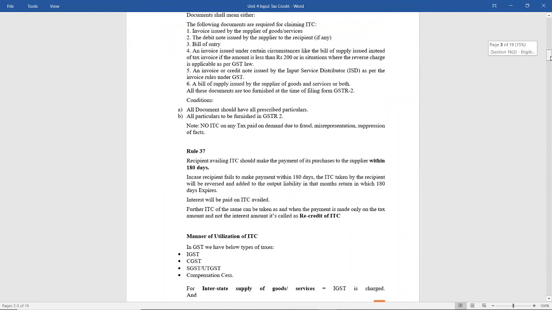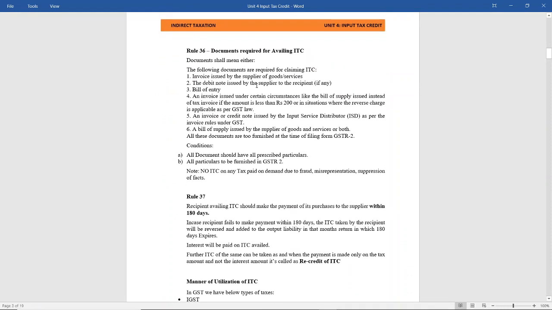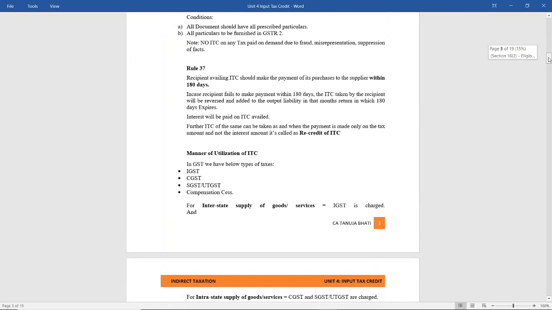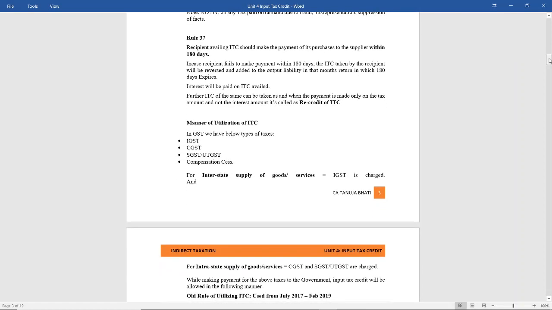Next, documents. We have already seen that one condition for claiming eligibility of ITC was that the dealer should be in possession of the document. Only if he has a document proving that he had made purchases can he avail ITC. The document can be, as I told you, an invoice, a debit note, a bill of entry, or any statement proving that he has made the purchases and paid tax on that.